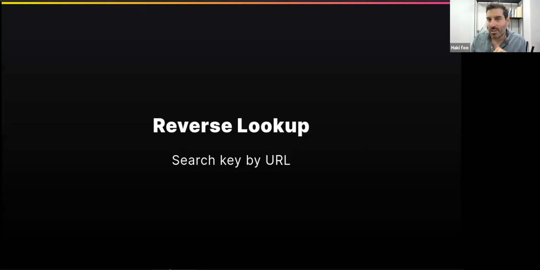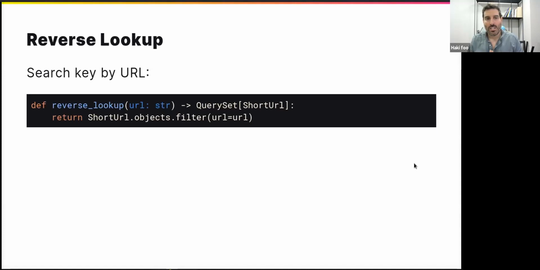So now let's look at another interesting use case, and that's reverse lookup. This time we want to search a key by the URL. So far we resolved the key part to the URL, and now we want to do that backward. We want to take a URL that we redirected to and find all the keys that point to it. So we write a function called reverse lookup. It accepts a URL, and it tries to find all the short URLs that point to that URL.